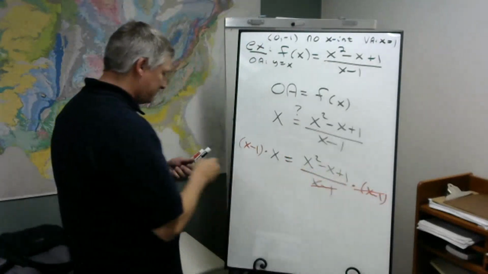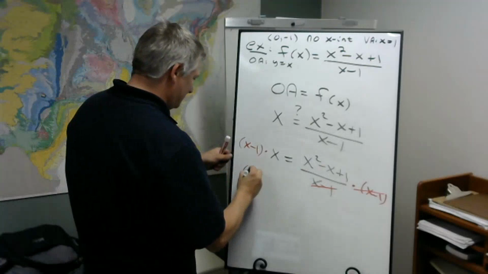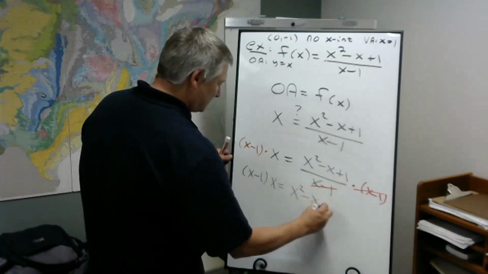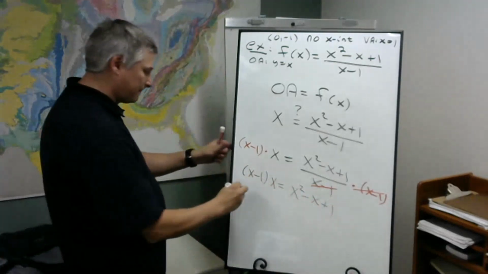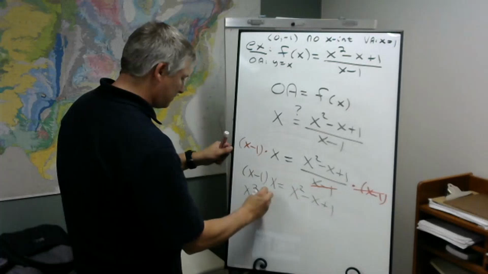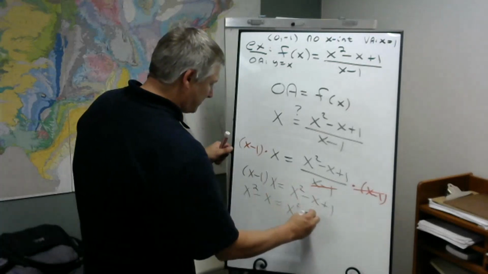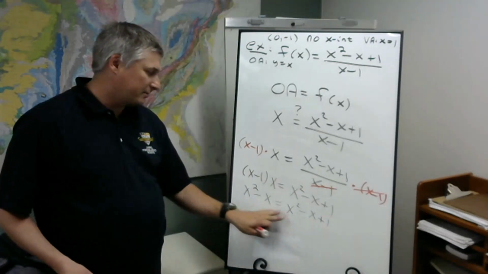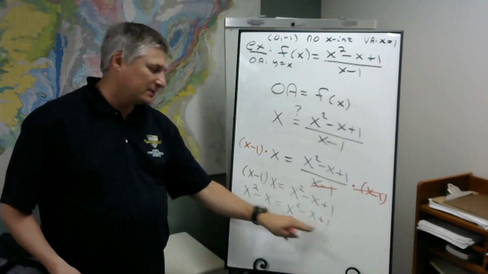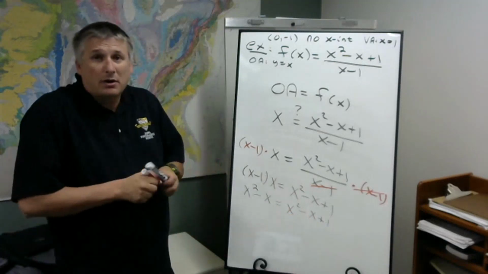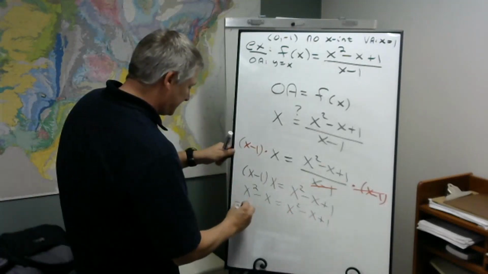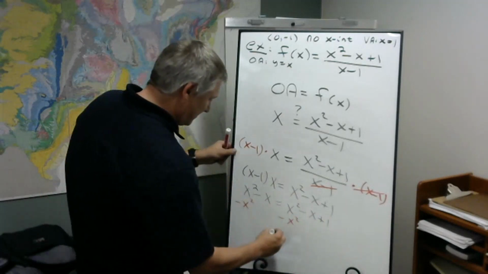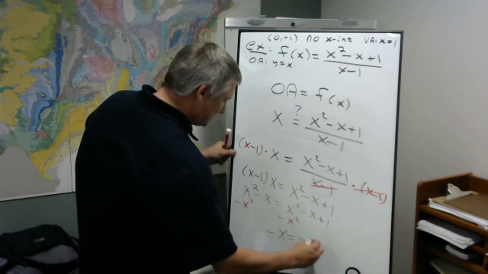So we get cancellation here. We'll get x minus 1 times x is x squared minus x plus 1. Distribute the x. Right away, we're going to see these two are not the same. x squared minus x, but this one's got a plus 1. And again, if you want to go through the steps on it, subtract x squared. You'll get minus x equals minus x plus 1.